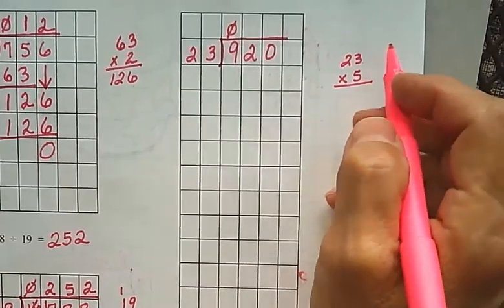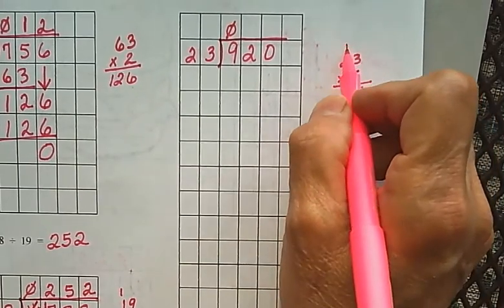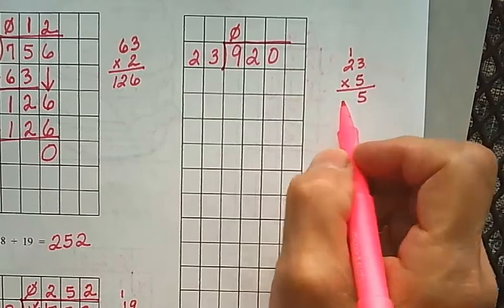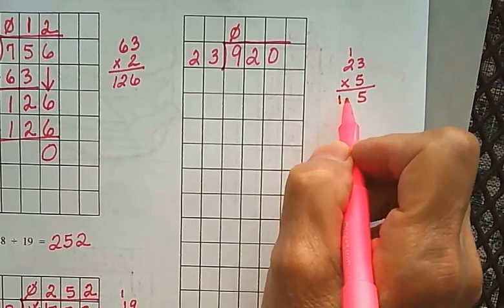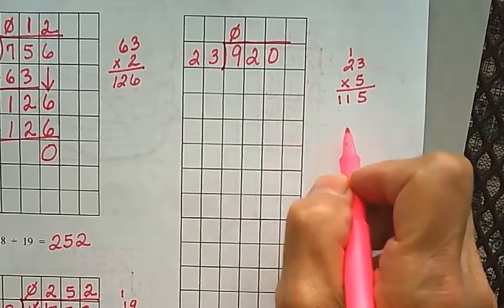3 times 5 is 15. Put down my 5, carry my 1. 5 times 2 is 10 plus 1. Whoa, that's way too much, isn't it? So that's 11, 115. So we've got to go back down to our 4.